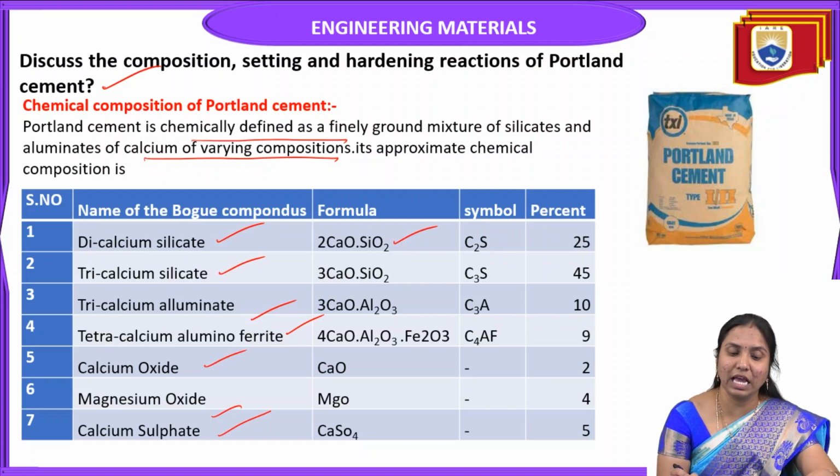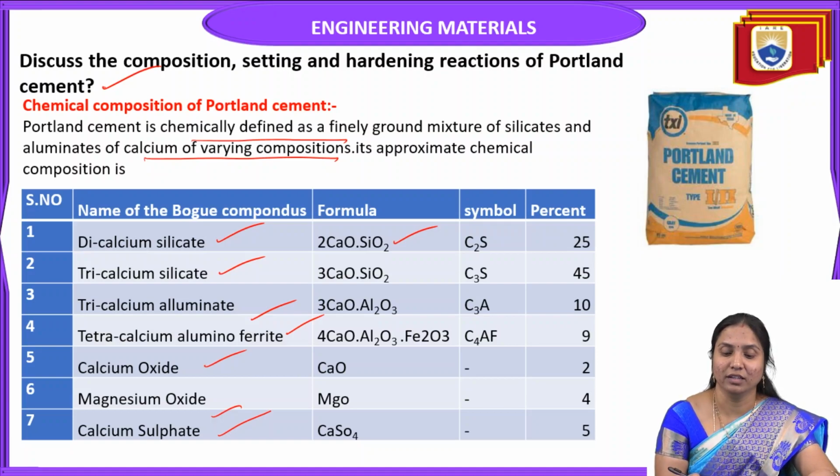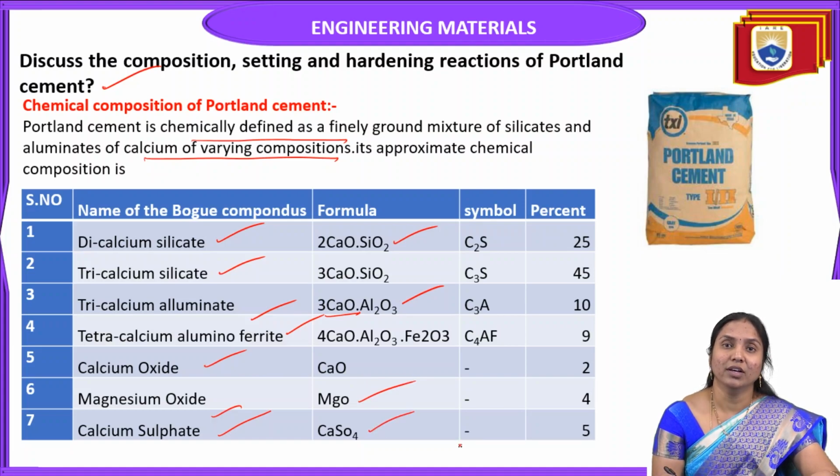2CaO·SiO2, dicalcium silicate. 3CaO·SiO2, tricalcium silicate. And tricalcium aluminate, tri means 3, so 3CaO·Al2O3. And tetracalcium aluminoferrite, 4CaO·Al2O3·Fe2O3. And calcium oxide, CaO. Magnesium oxide symbol is MgO. And calcium sulfate is CaSO4. So these are the formulas of the main compounds which are used for the preparation of Portland cement.